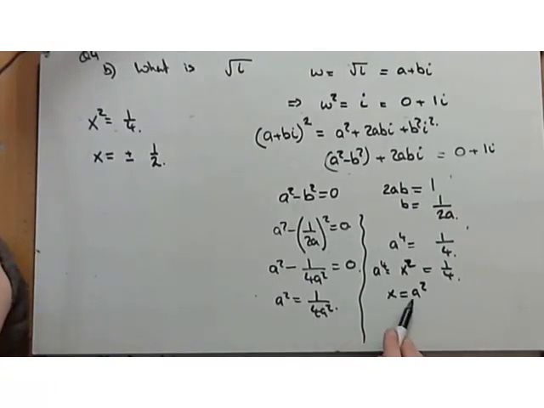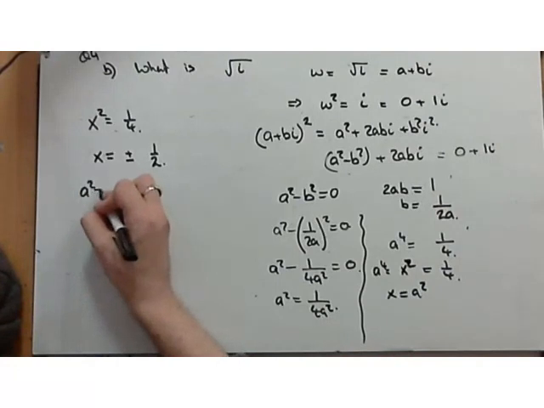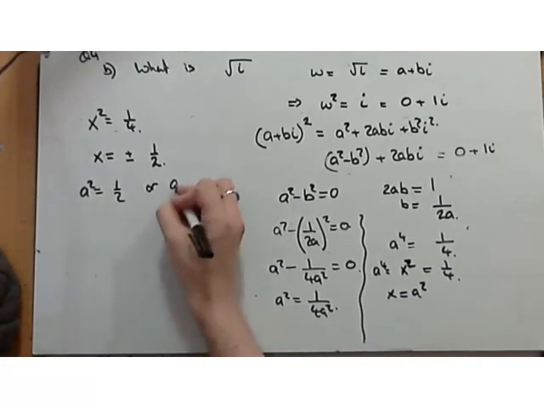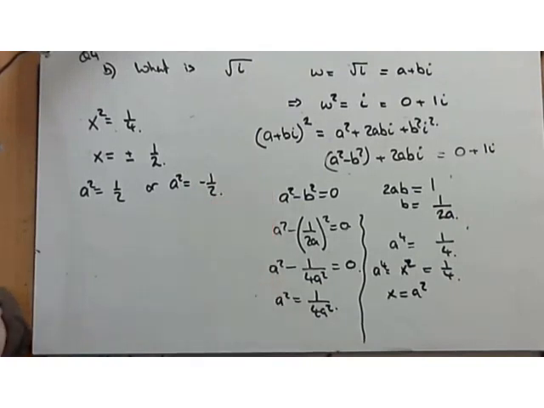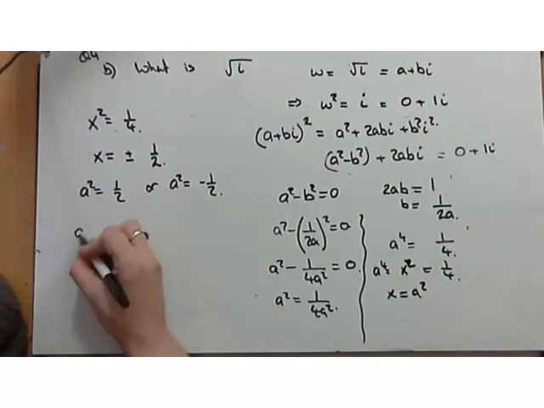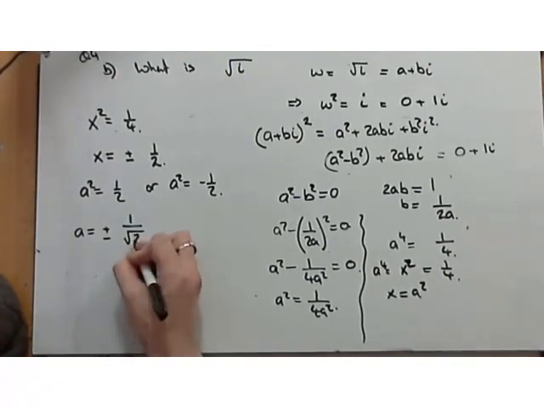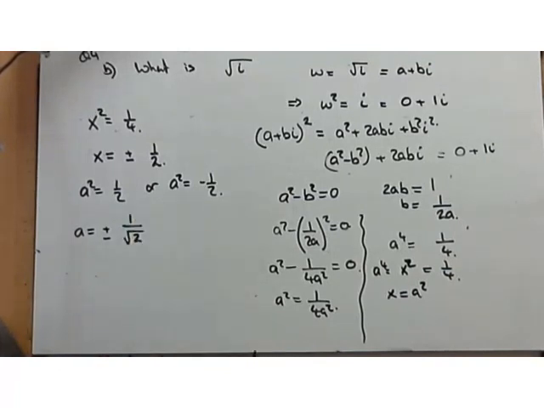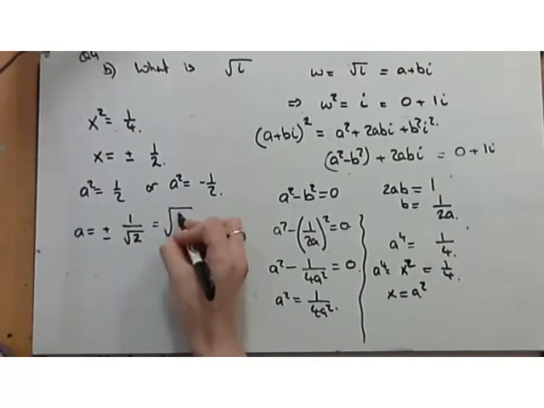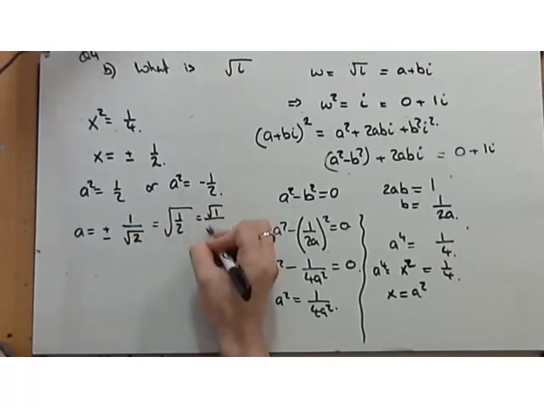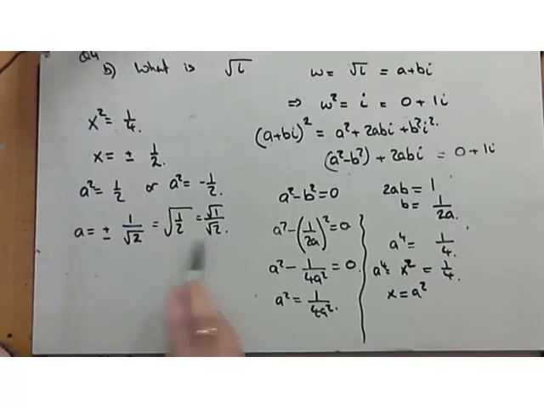Now x is a squared, so that means that a squared is a half, or a squared is minus a half. Now, when we look at the first one, this is going to be absolutely fine. It's plus or minus 1 over root 2, which is the same as the square root of 1 over 2, because that's the square root of 1 over the square root of 2. Okay, so you get the same answer. So a is plus or minus 1 over root 2 if we use this one.